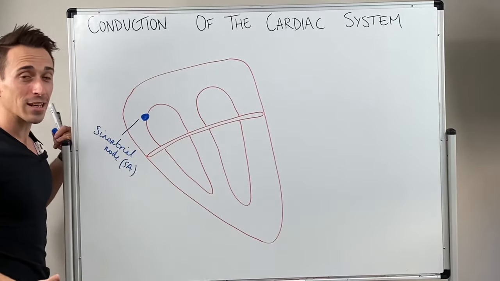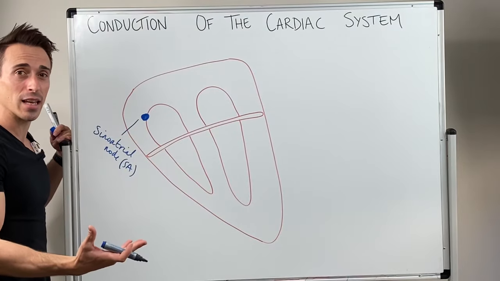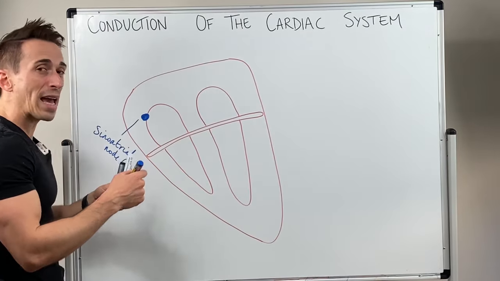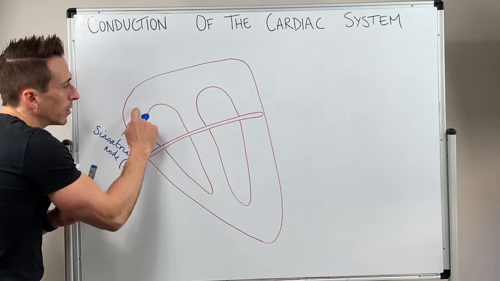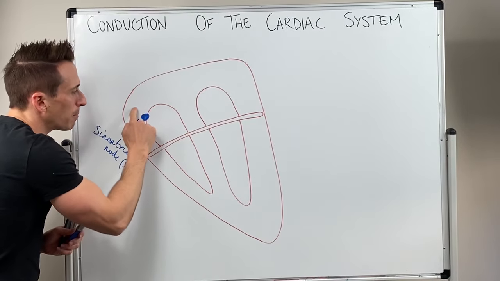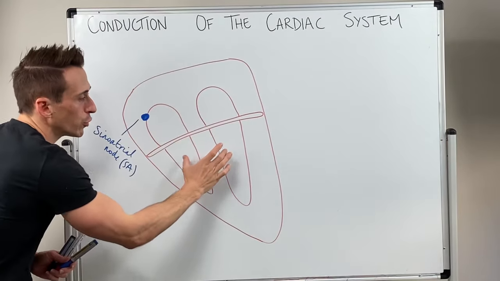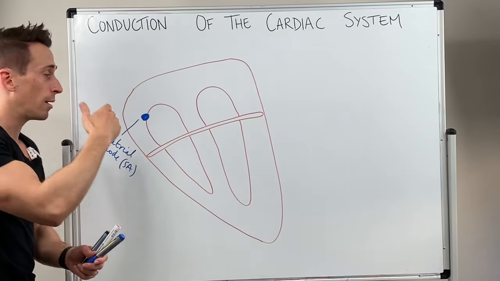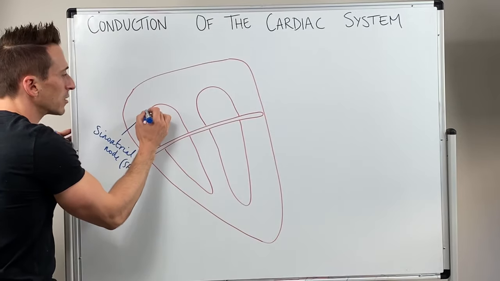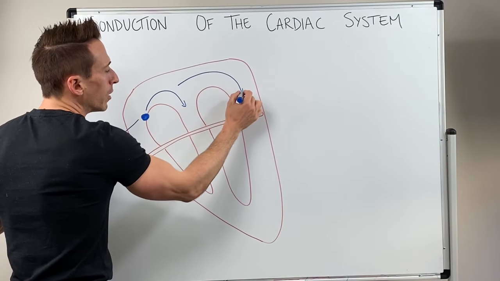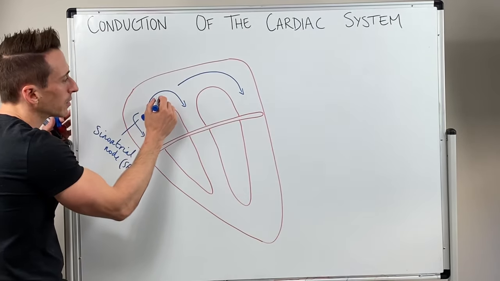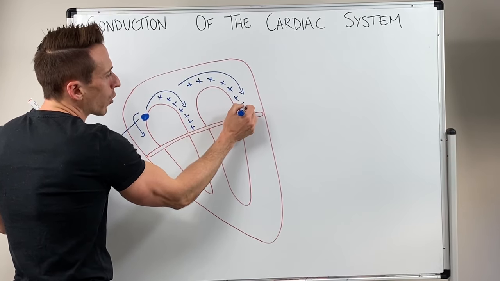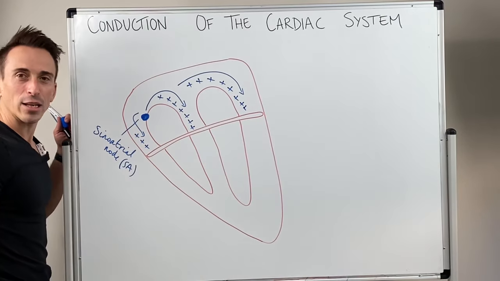Now, at rest, it's negatively charged, right? But it spontaneously goes positive, like I showed you before. And if it spontaneously goes positive, it's going to send a wave of positive charge throughout the muscle of the heart, specifically the muscle of the atria. Remember, two atria at the top, two ventricles down the bottom. So the sinoatrial node tissue is negative, then turns positive and sends a wave of positive charge through the atrial muscle. Positive, positive, positive, moving all the way through the atrial myocardium.